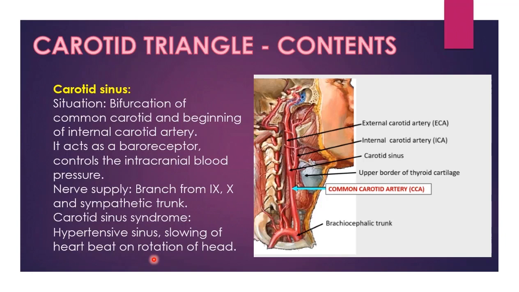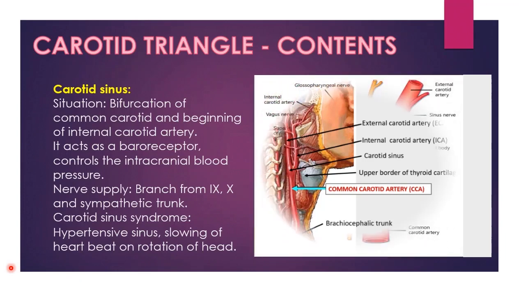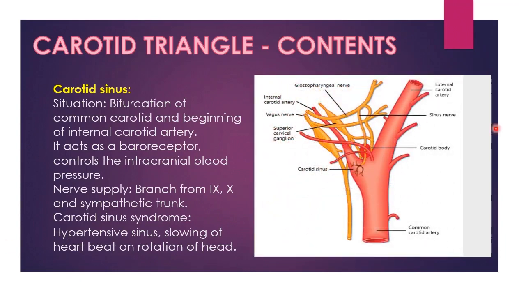Okay, so it reduces the heartbeat, mainly the carotid sinus. That is the baroreceptor. The carotid sinus is actually a baroreceptor which regulates the intracranial pressure. It's a pressure receptor. You have one more structure, that is the nerve supply of the carotid sinus, which is supplied mainly by the glossopharyngeal nerve, and also the vagus nerve giving a branch, and then the sympathetic trunk. All these supply this carotid sinus.